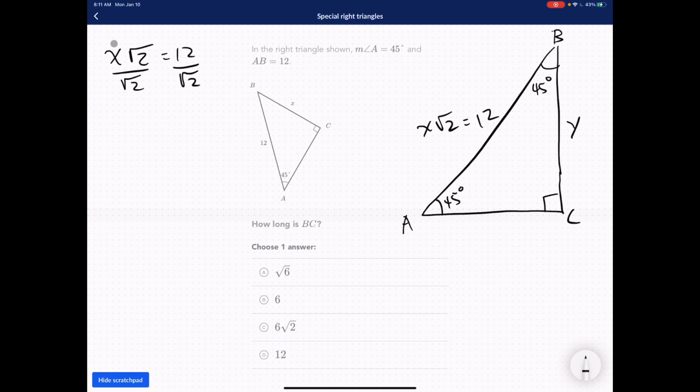The square root of 2 divided by the square root of 2 is just 1, and then we have 12 over the square root of 2. And so therefore, x is equal to 12 over the square root of 2.